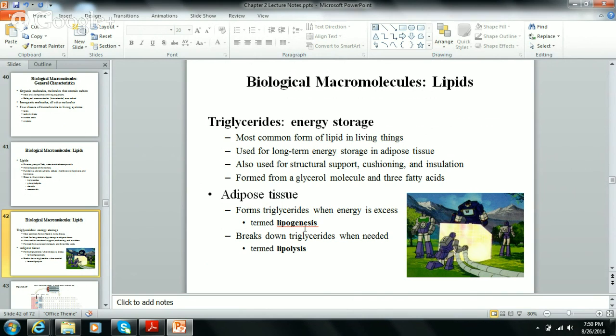Now, don't knock triglycerides when it's stored as adipose tissue, because it can be used as structural support, cushioning, and insulation. Did you know that you have adipose tissue behind your eyeballs? You have adipose tissue behind your eyeballs so that it's a cushion, because when you ride a roller coaster, or you ride a mountain bike, or you go swimming in some rough waters in the ocean, or you take off and land in these commercial airliners, there's a lot of stress that goes on your eyes.